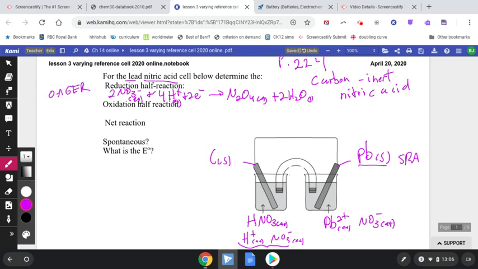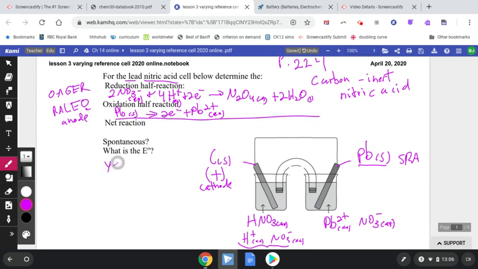Gaining electrons and undergoing reduction. Is that going to be the cathode or the anode? Cathode, positive. Our reducing agent is losing electrons, oxidation, which becomes the anode. That's our lead solid. If you look up its half reaction, it loses 2 electrons to become lead 2+. Net reaction, we could add those together, but it's straightforward because the electrons are already balanced. Is it spontaneous? Yes. The oxidizing agent is above the reducing agent.